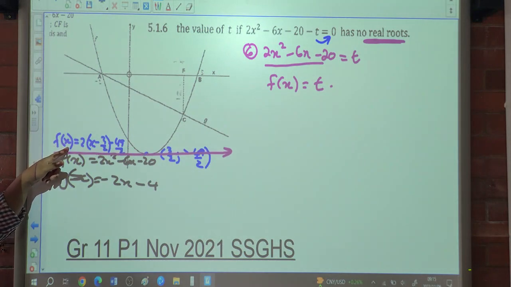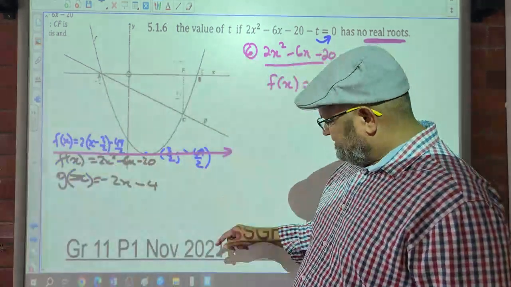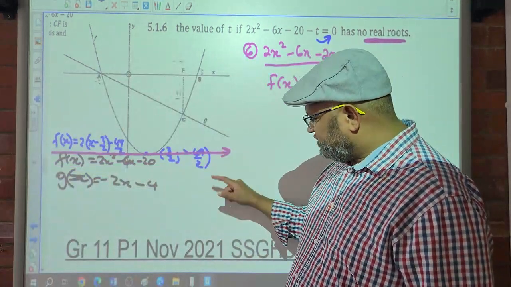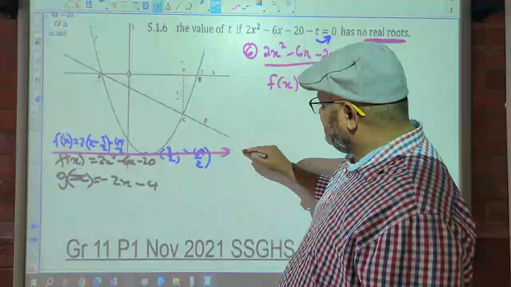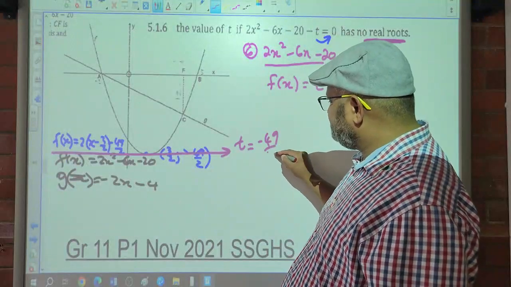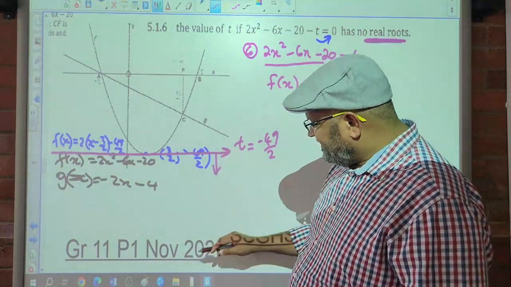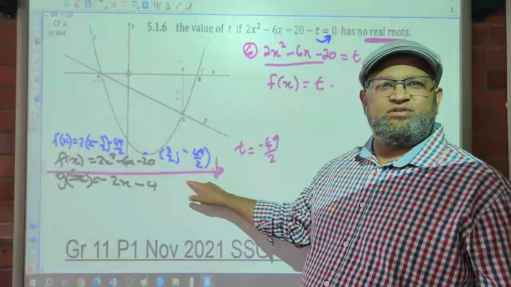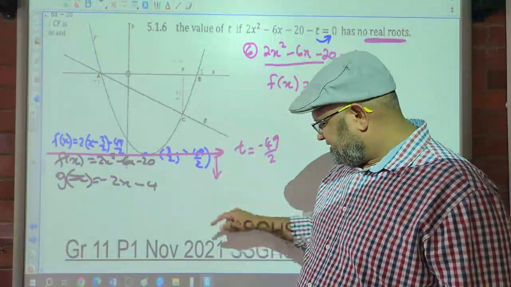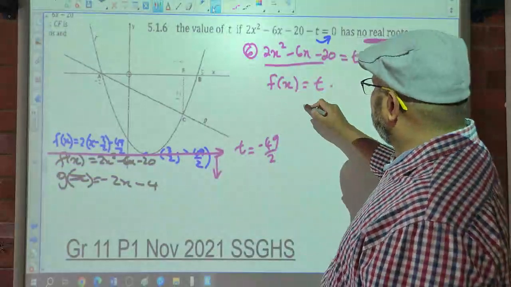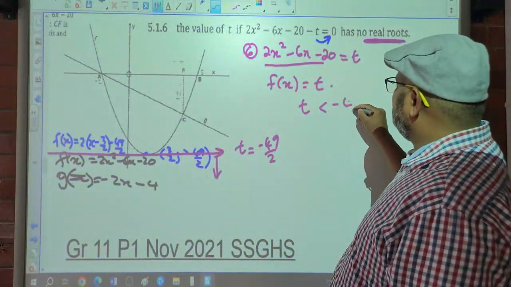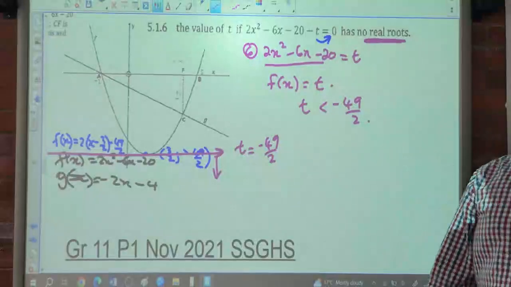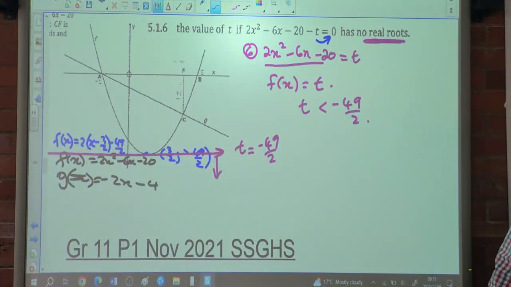Can you see that, people? So the roots are real and equal. And what is the value of t at this point? t has to be negative 49 over 2. So here t is equal to negative 49 over 2. However, anything less than that, what do you notice? You will have no real roots. Can you see that, people? So in other words, t has to be less than negative 49 over 2. That's one way of looking at it.